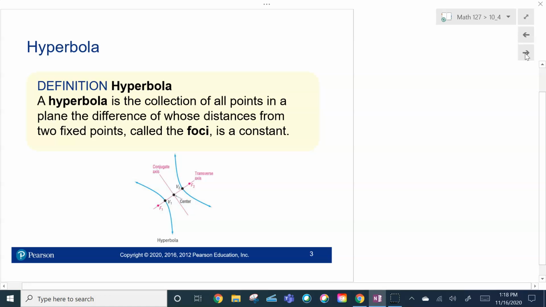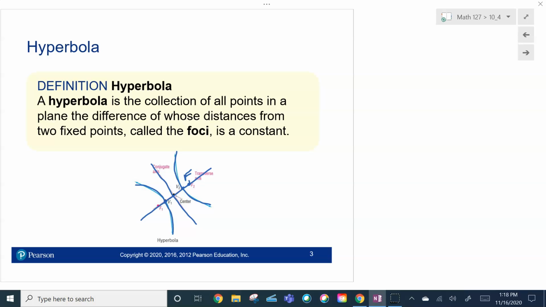So here's what a hyperbola looks like. This is called the transverse axis, where the focus and the vertices lie. You notice that the vertices lie on the hyperbola. They wrap around our focus points there, right? This is called our conjugate axis right here. It also goes through the center. That's perpendicular to the transverse axis.